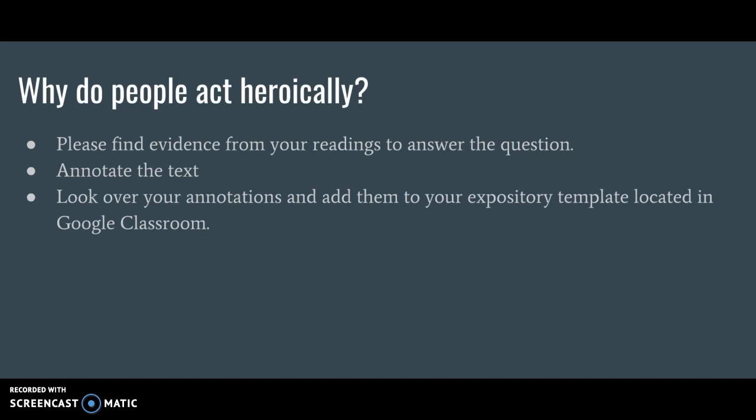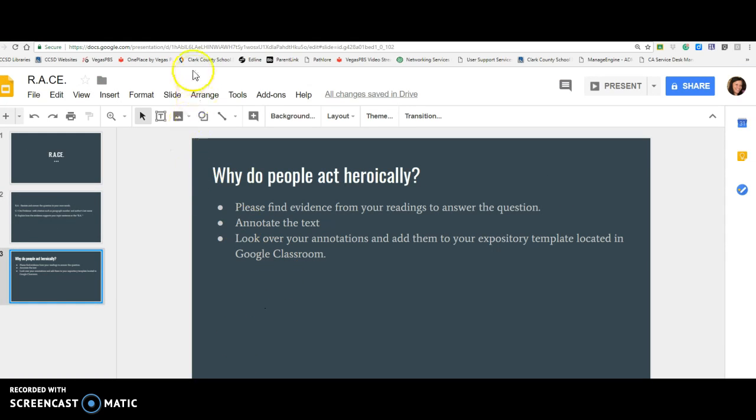So, what we're answering, our essential question, is why do people act heroically? You should have already done your annotations, looking for textual evidence in green and then answering that textual evidence in a sticky note. You're explaining that textual evidence. You also asked questions and you looked up vocabulary terms. So what I want you to do is look over your annotations and add them to your expository template located on Google Classroom. So where exactly is that?